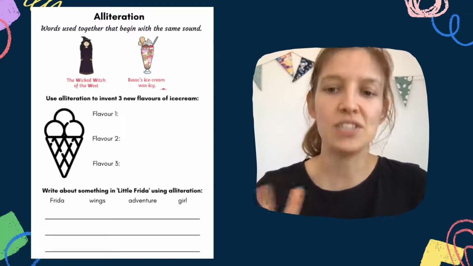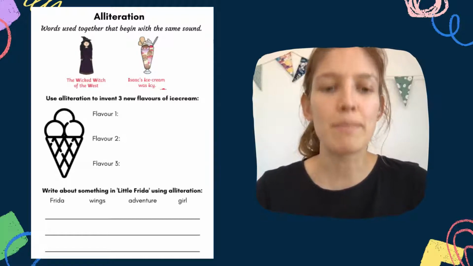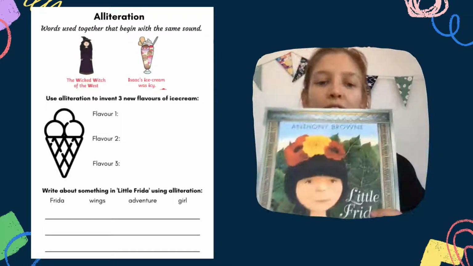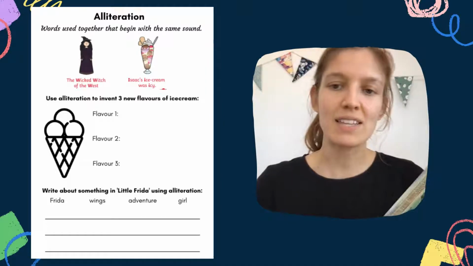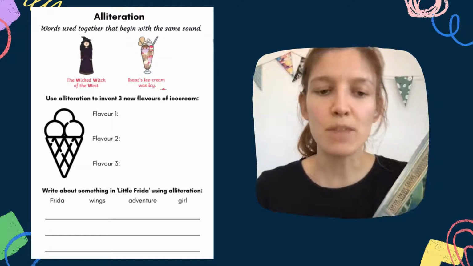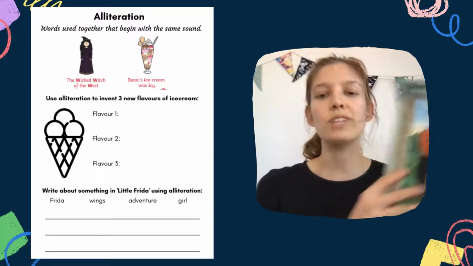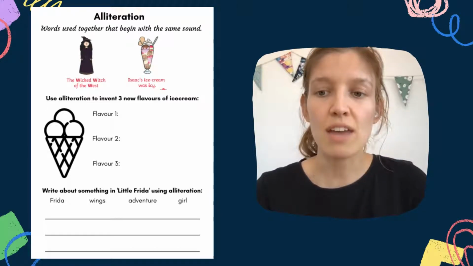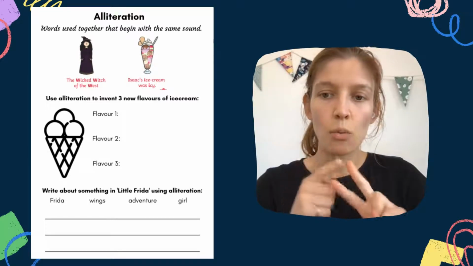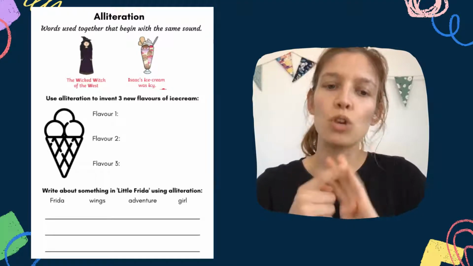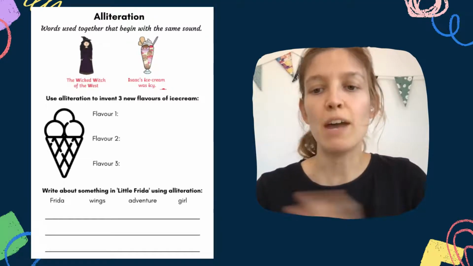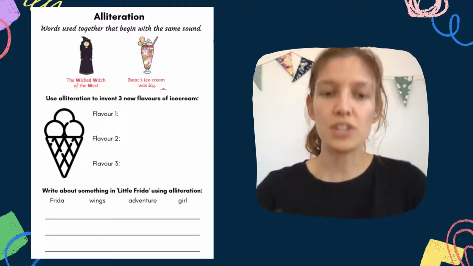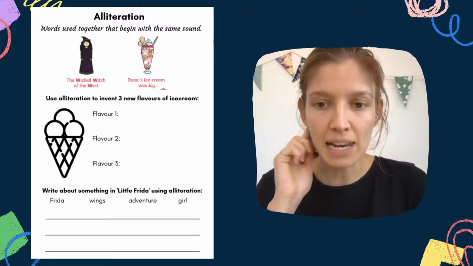The second activity you will do is you have to write about something in Little Frida using alliteration. Okay, so remember, Little Frida is the book we're doing for reading and writing this week. So try and think of something you want to write about in Little Frida using alliteration. I came up with 4 things you might like to write about, and so they're written down there: Frida, wings, adventure, or girl. You might choose to write about 2 of those things, or 3, or just 1, but see how many words you can come up with that start with the same letter.